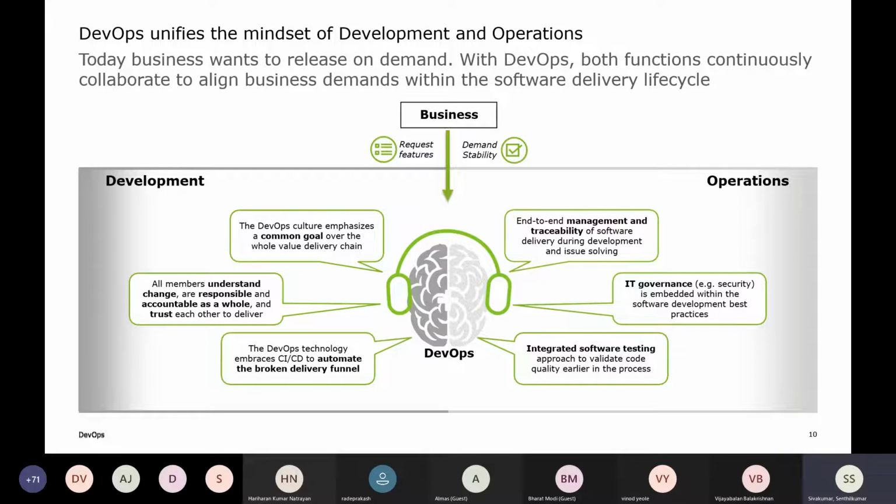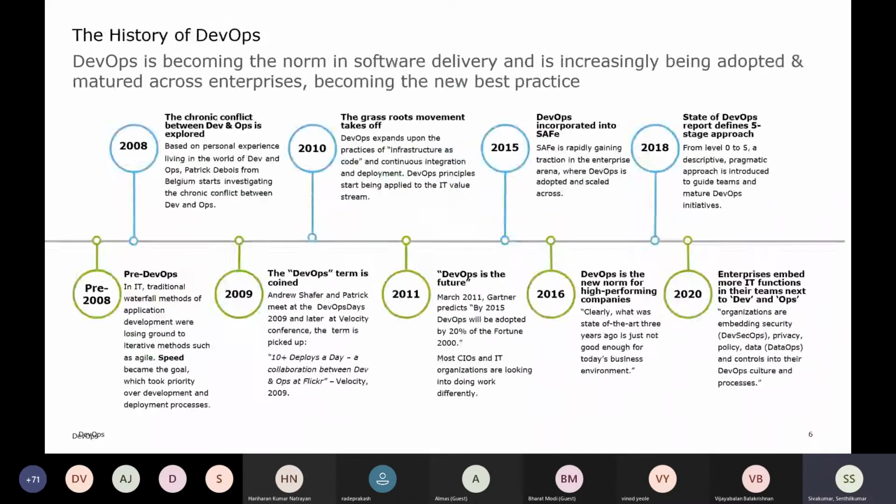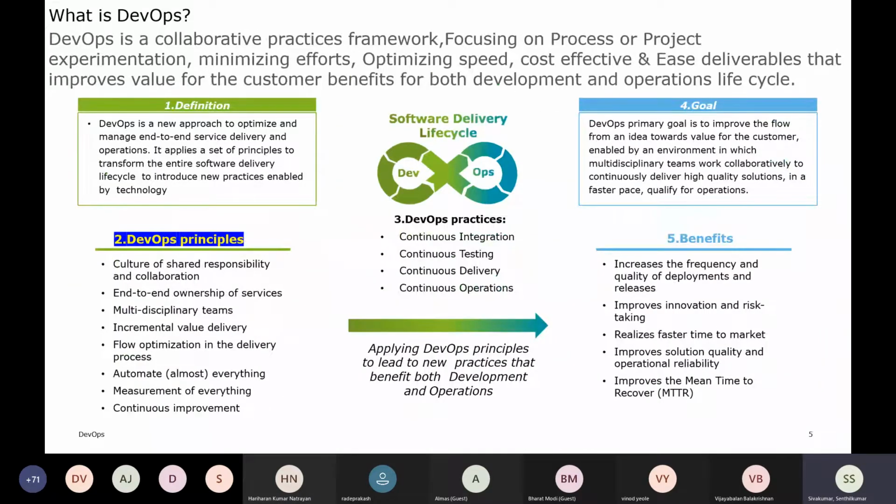So we have just finished these basic things. I'll go back to the first part: definition, DevOps principle, DevOps practices, and benefits. So for the DevOps principle, where are we going to implement it, and how are we going to derive this DevOps principle into these practices? That's what we are going to see next.